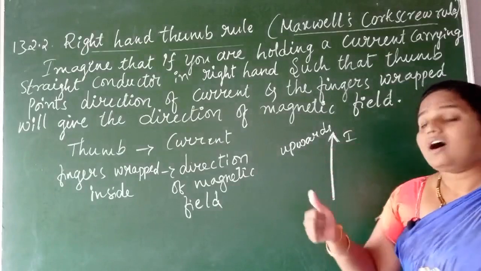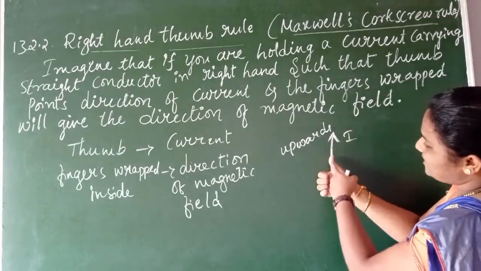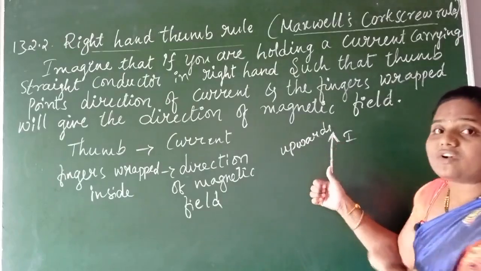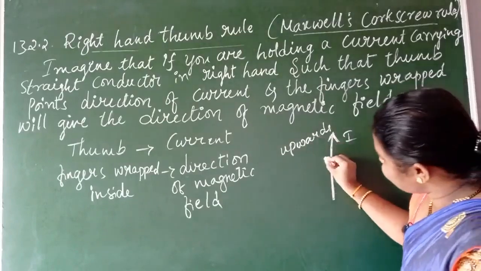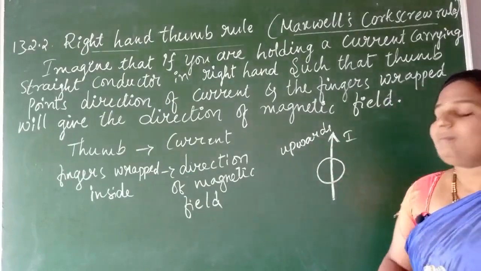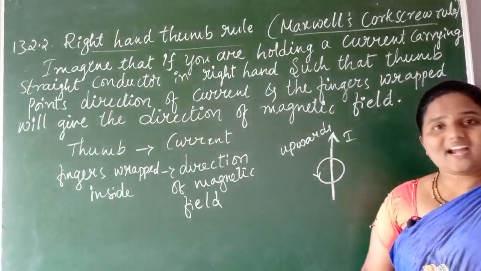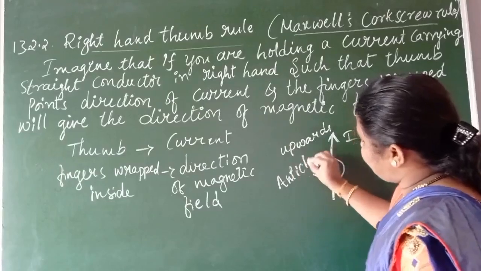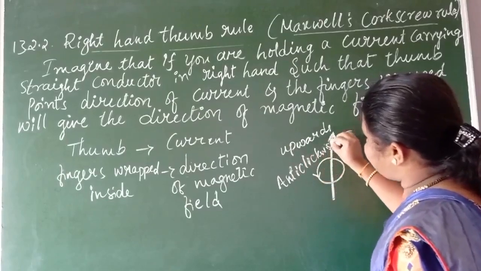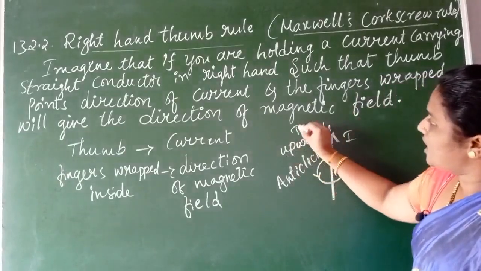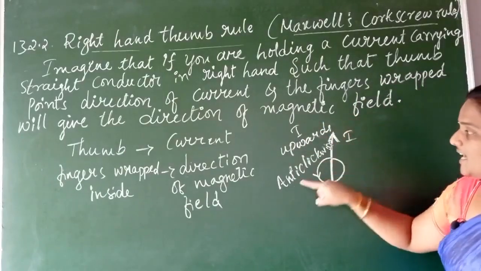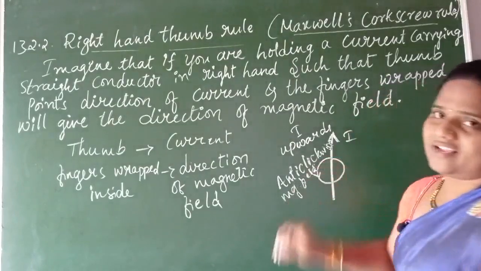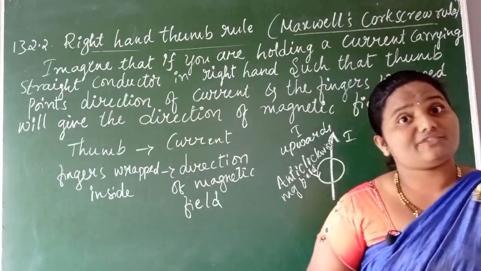So how can I show my right hand now? This thumb is indicating the direction of the flow of current, whereas the remaining fingers, which are enclosed inside, indicate the direction of the magnetic field. Got it, children? And this is what? Anti-clockwise. So when the current flows vertically upwards, the direction of the magnetic field is anti-clockwise.